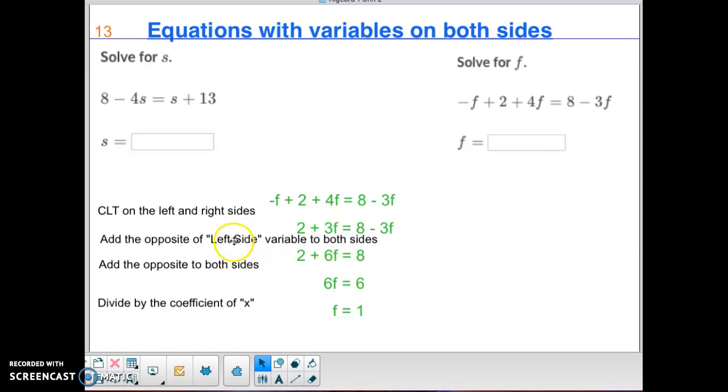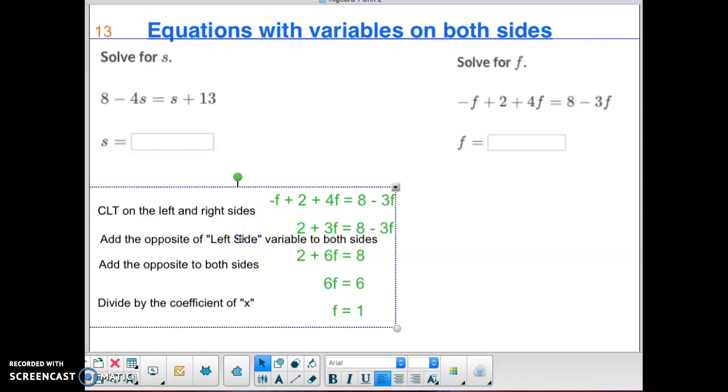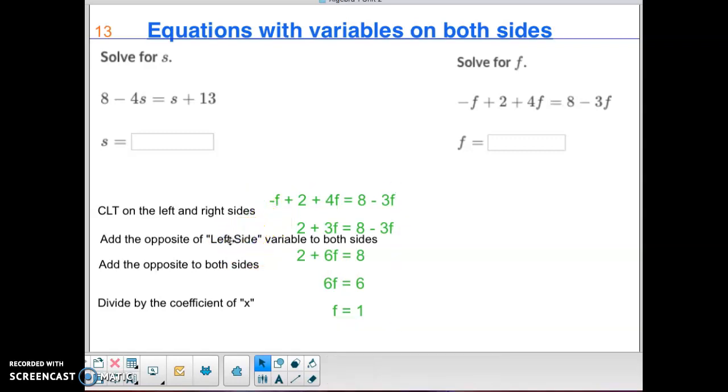Oh, you know what I'm just noticing? This is where teachers make mistakes too. This should not say left side. It should say right side.